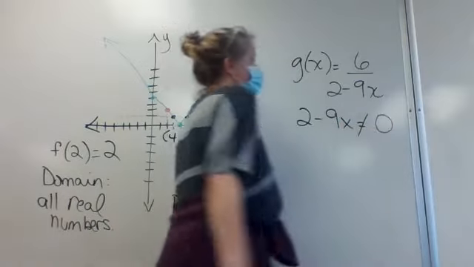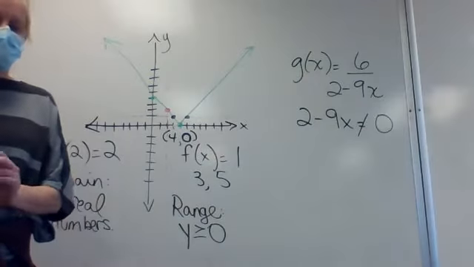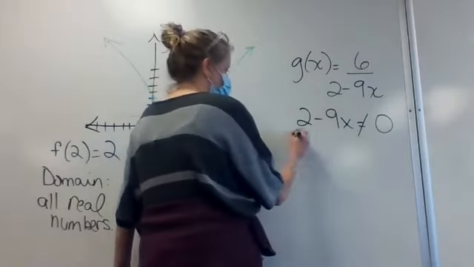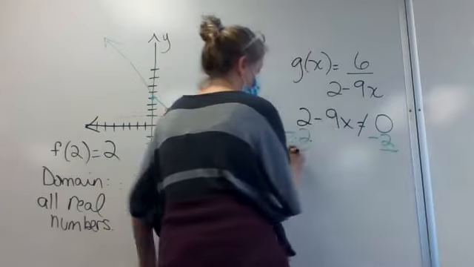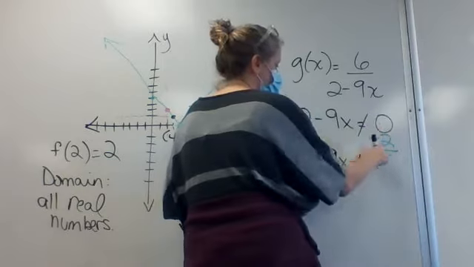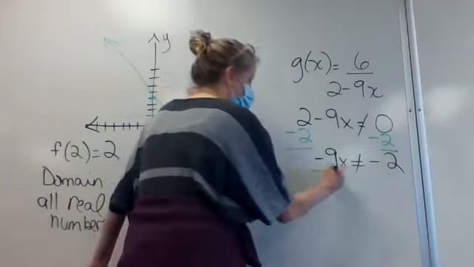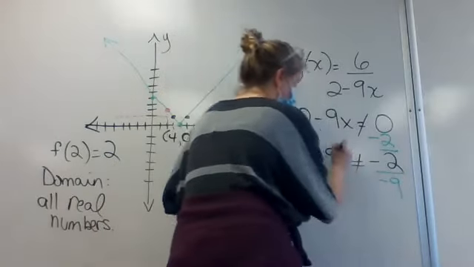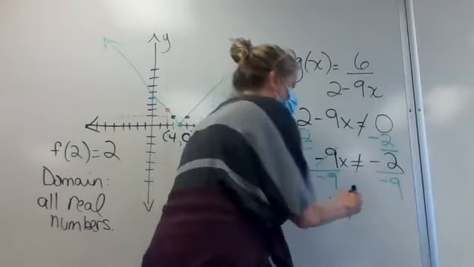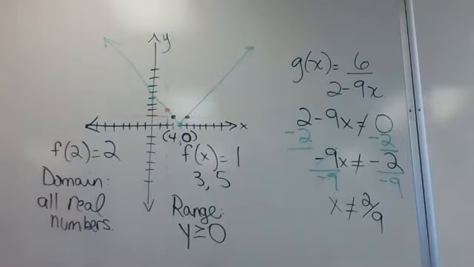So you just say the denominator, which is 2 minus 9x, can't equal 0, and then solve it for that x. So subtract the 2. So now I have negative 9x can't equal 0 minus 2, which is negative 2, and then divide that by negative 9. So x can't equal negative 2 over negative 9, which just makes it positive 2/9.